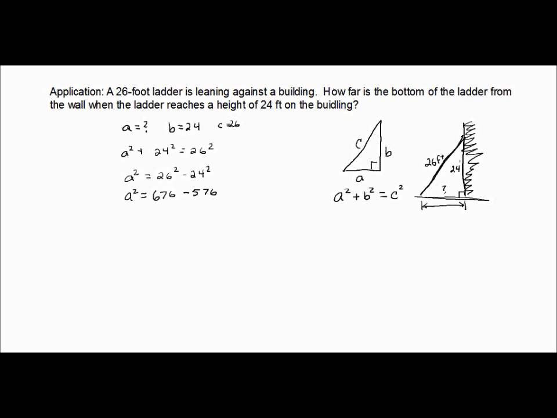Well, that's useful for us because a squared is equal to 100. Therefore, a is equal to the square root of that. Therefore, a is equal to 10. So according to this, our ladder should be 10 feet from the base of the wall.